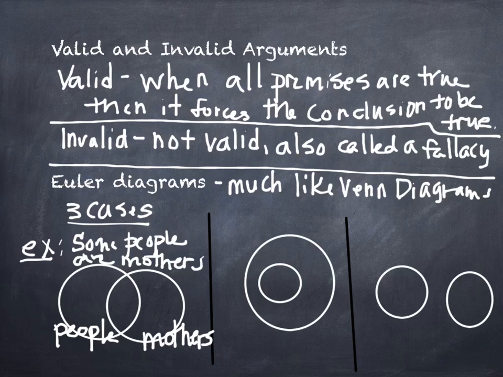So the key word here is some. When you see the word some, you get overlapping circles, okay? That's what happens. Let's do the next one. This one, as an example, we can do: all dogs are animals.